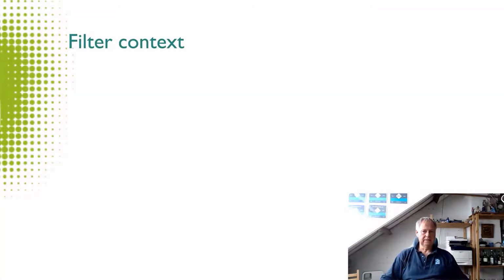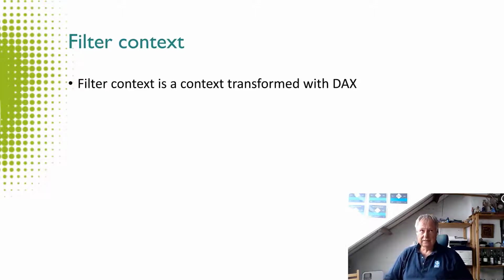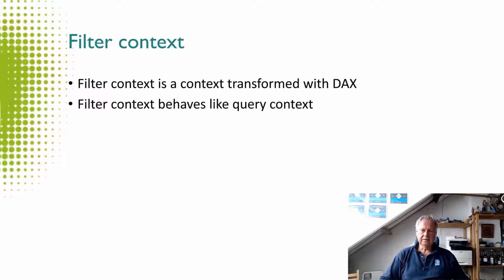Two slides on filter context. The first one is, let's try to explain what filter context is. Filter context is a context that will be transformed by DAX. That means it's something like a calculation where you use filtering in your calculations. Filter contexts behave like a query context. That means the moment I filter something in my measure, that measure will react as being a filter on that part which I explicitly set in my measure.